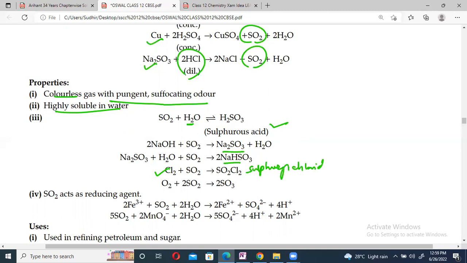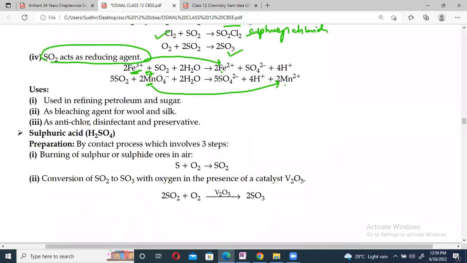It will be called sulfuryl chloride. Oxygen with SO2 gives SO3. It acts as a reducing agent. See, it reduces ferrous to ferric, Mn plus 7 to Mn plus 2. So here this SO2 is there, it reduces Fe plus 3 to Fe plus 2. Even it reduces Mn plus 7 to Mn plus 2, hence SO2 acts as a reducing agent.